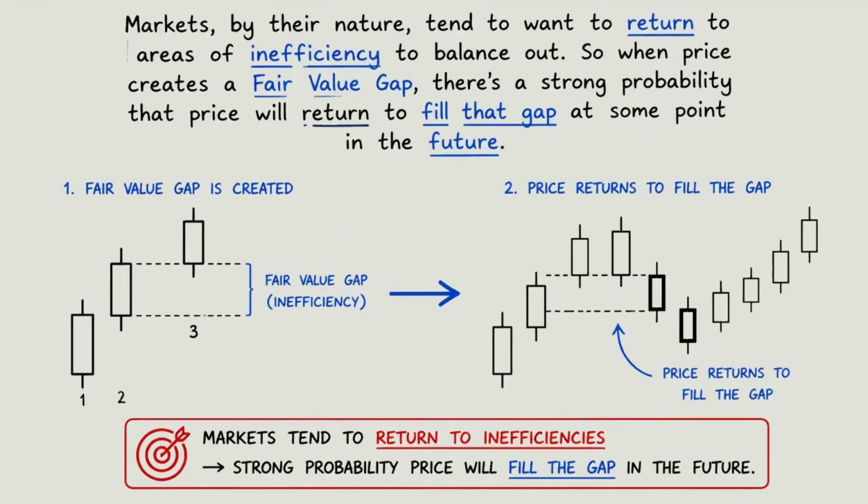Markets, by their nature, tend to want to return to areas of inefficiency to balance out. So, when price creates a fair value gap, there's a strong probability that price will return to fill that gap at some point in the future. In SMC trading, fair value gaps are used as entry zones, in a very similar way to order blocks. When price returns to a bullish fair value gap in an uptrend, you look for long positions. When price returns to a bearish fair value gap in a downtrend, you look for short positions.